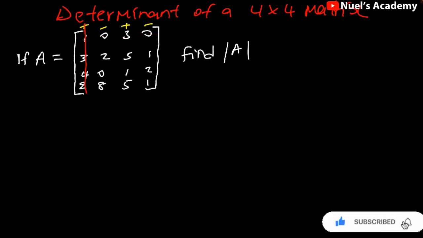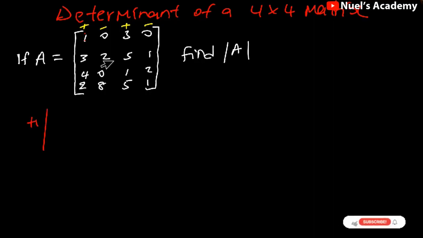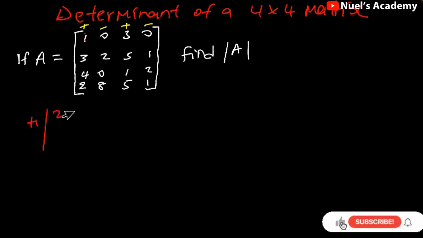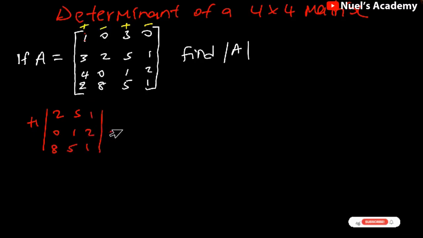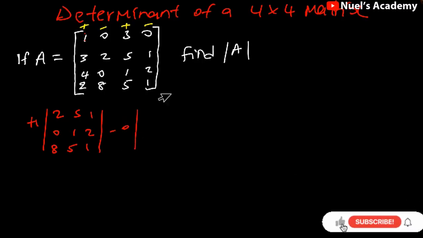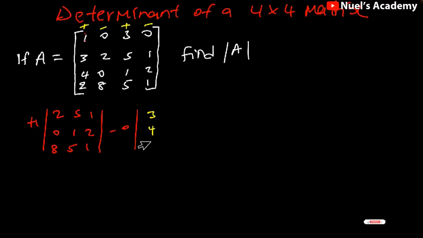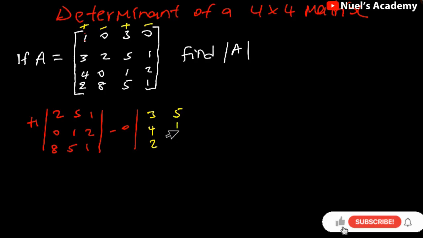So we have plus 1, then into we're going to have 2, 5, 1, then 0, 1, 2, and then 8, 5, 1. So next we are going to write negative 0. We are going to eliminate this second column and then first row and write out the remaining elements. If you do that, we are going to have 3, 4, 2, 5, 1, 5, and 1, 2, 1.